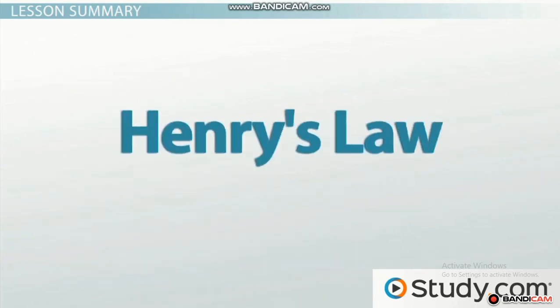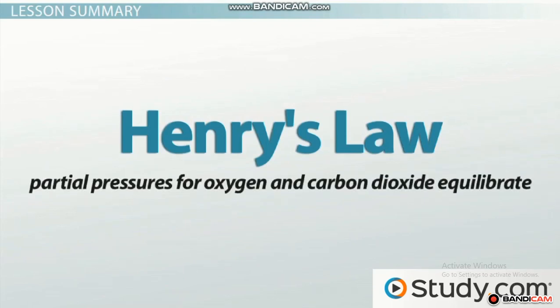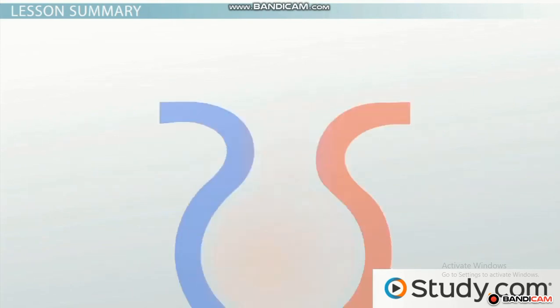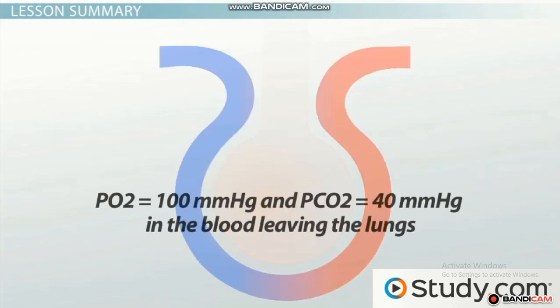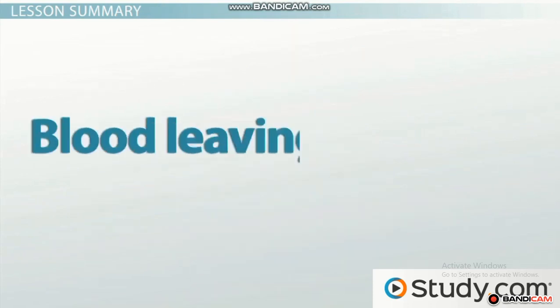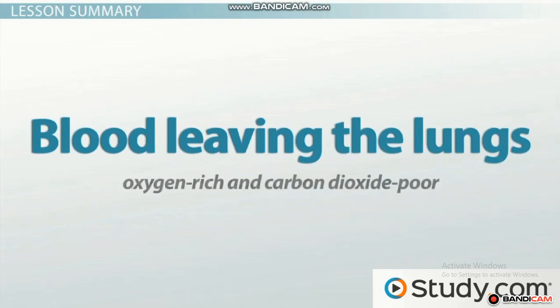Henry's law is applied to gas exchange as the partial pressures for oxygen and carbon dioxide equilibrate across the respiratory membrane. And they do so such that PO2 is 100 millimeters of mercury and PCO2 is 40 millimeters of mercury in the blood after it flows through the lungs. Thus, blood leaving the lungs is termed oxygen-rich and carbon dioxide poor.